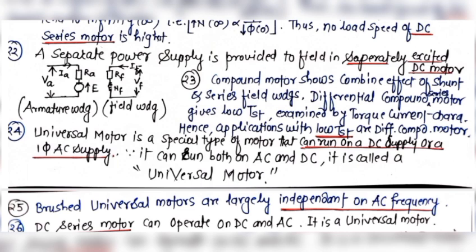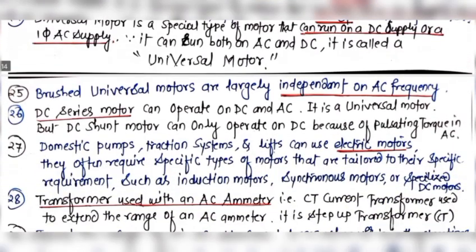A universal motor is a special type of motor that can run on DC supply or a single phase AC supply. Since it can run both on AC and DC, it is called a universal motor.